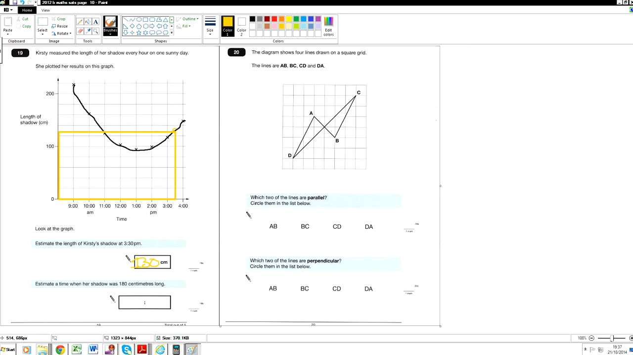Let me choose a different color. It was 180 centimeters. So where's 180? 120, 140, 160, 180. So we draw a line, we go across to the curve, and then we come down. I've drawn a box at the moment because that's what the tool allows me to do, but you would normally just draw a line straight across and straight down. The box just helps me do that.